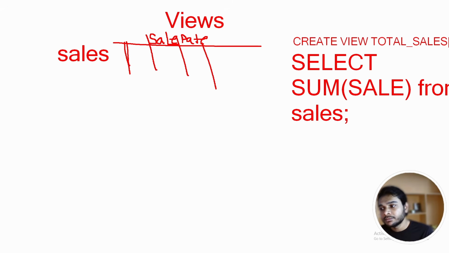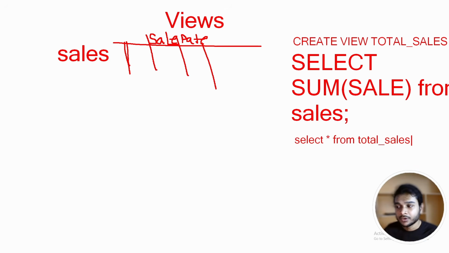We don't want to write the query again and again. We just save the query as an object which is named a view. So whenever you want to see the total sales, you don't run this query again. You just select everything from that view. For the next time, you'll say select all from total sales. That's it. You don't write the whole query.